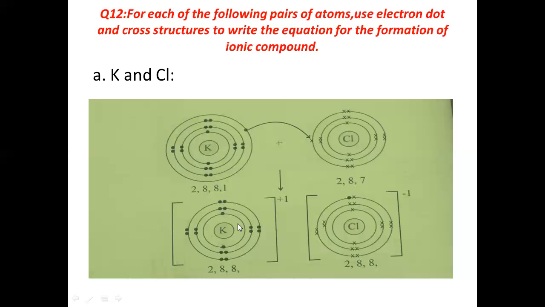Now the electronic configuration for the ion is 2, 8, 8 and having a one positive charge, because when an atom loses an electron, it will get a positive charge and is called a cation. The configuration of chlorine changes from 2, 8, 7 to 2, 8, 8, and as it gains an electron it forms an anion with a negative charge.